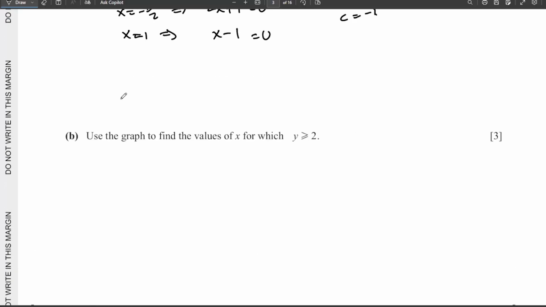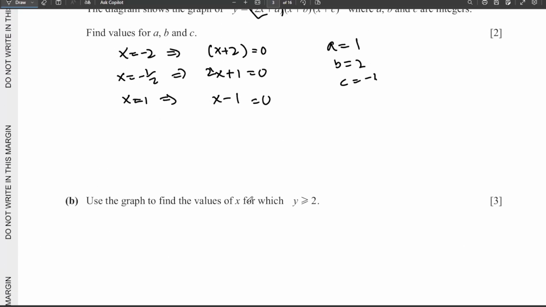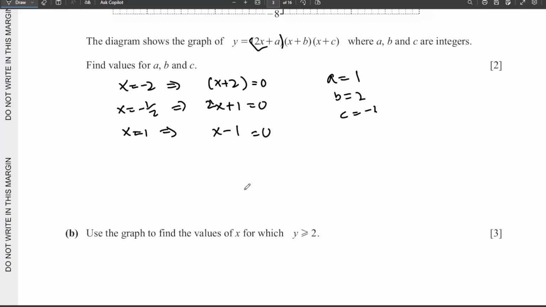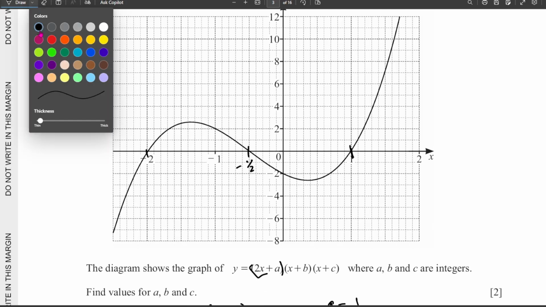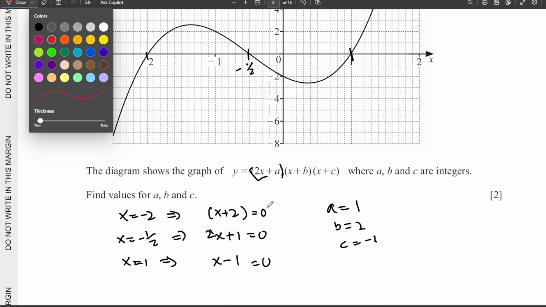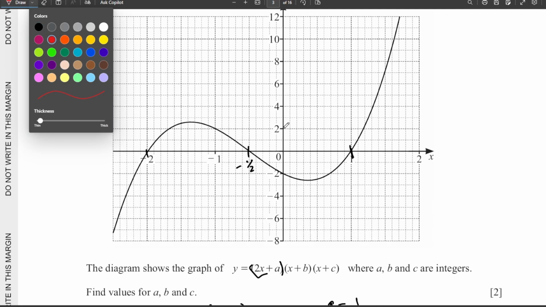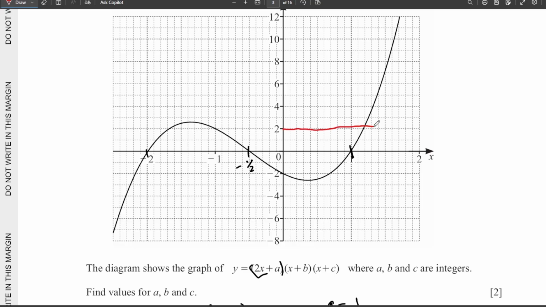Okay, next. Use the graph to find the values of x for which y is greater than or equal to 2. Okay, so let me just sketch that equation. y equals 2, right? y equals 2 will be this line, the red line. Obviously, if you have a ruler in the exam, use your ruler. So okay, let's read the graph. Where does it intersect? It will intersect here, here, and also here.